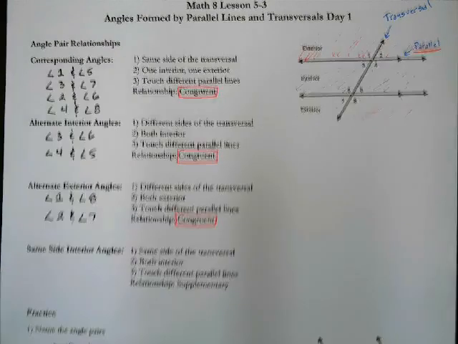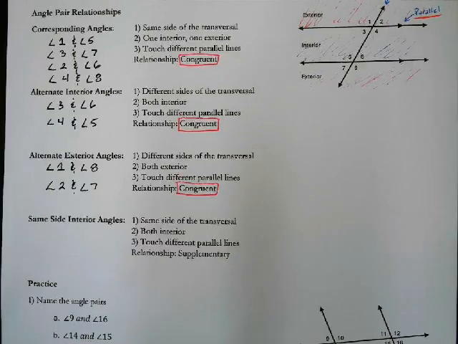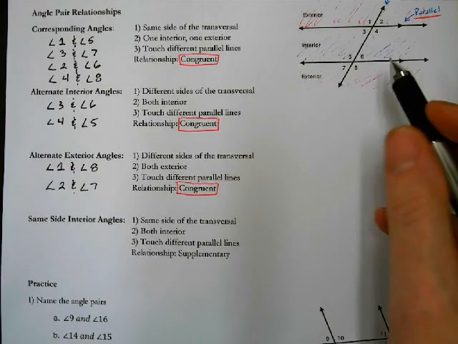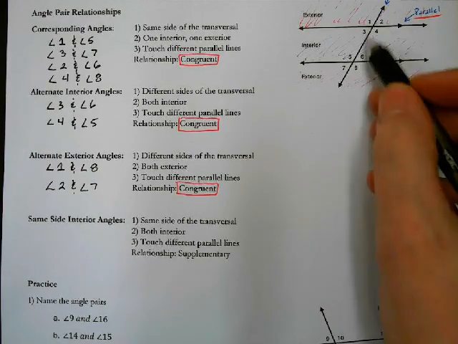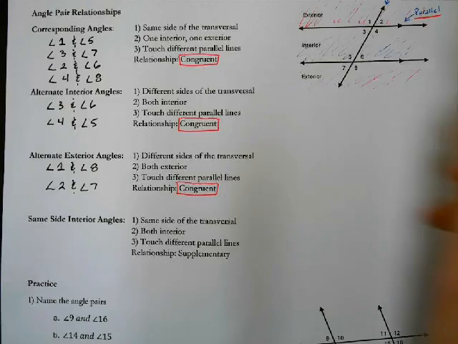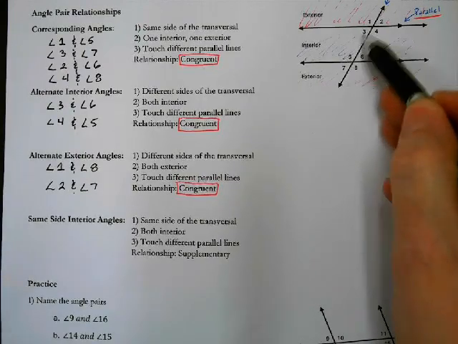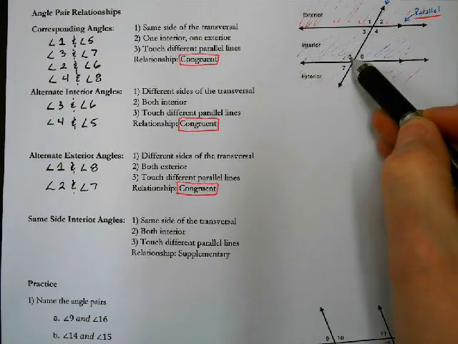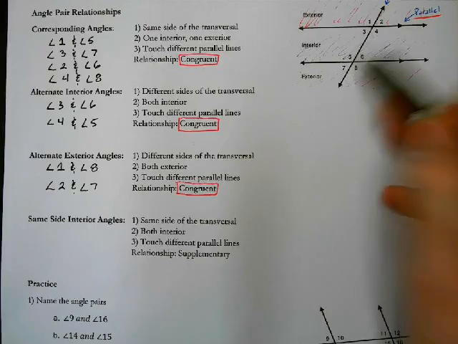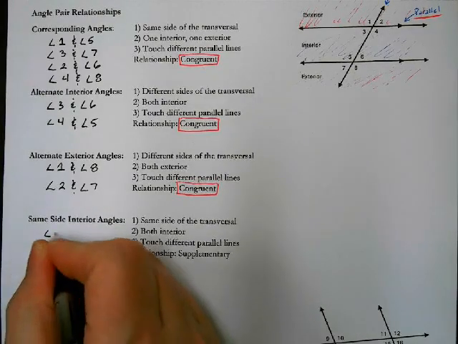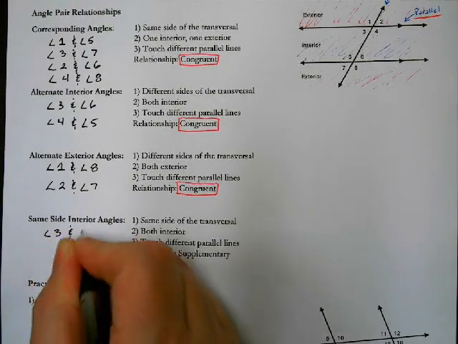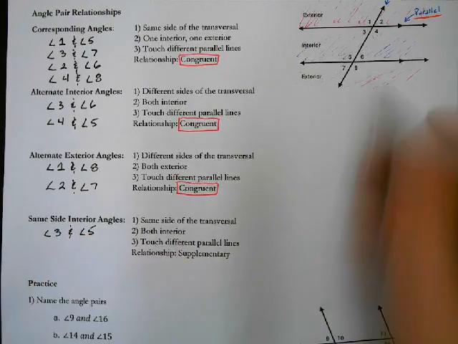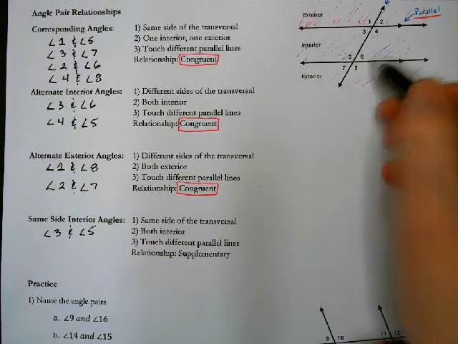Same side interior angles. Last of our groups here, so they're going to be on the same side of the transversal and they're going to be interior. So that would be angle 3 and angle 5. Same side of the transversal, both interior, touching different lines. So angle 3 and angle 5. On the other side, angle 4 and angle 6 would be same side interiors.